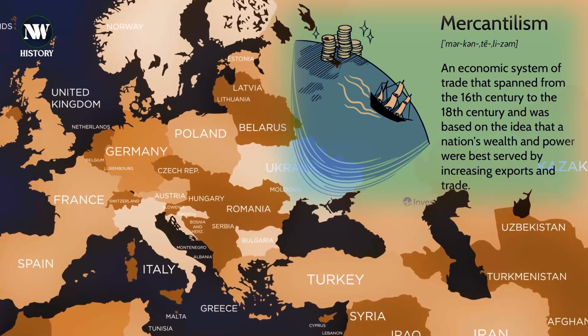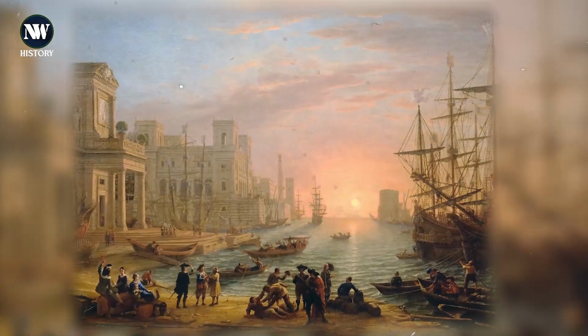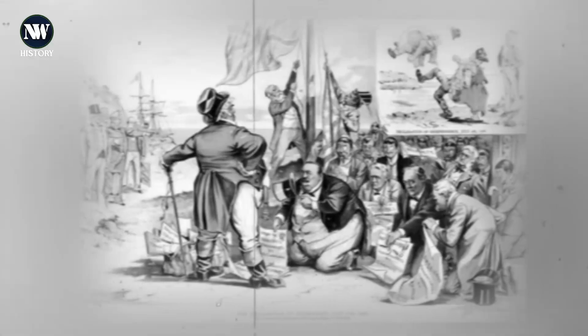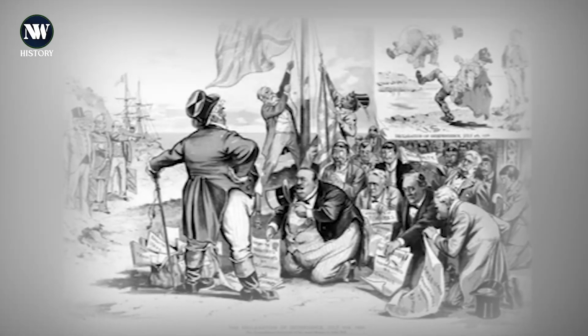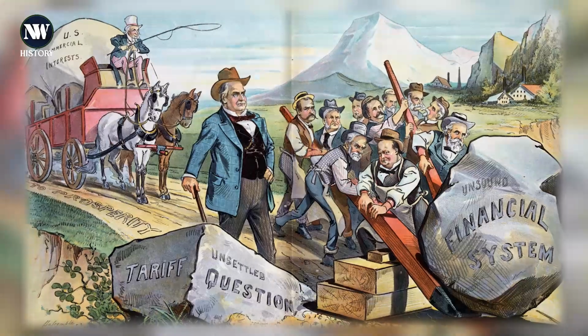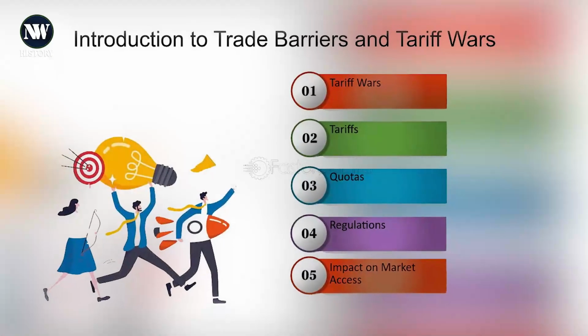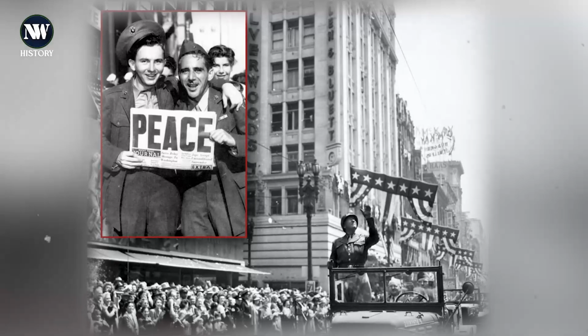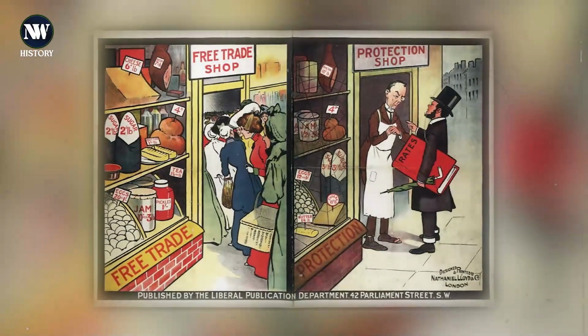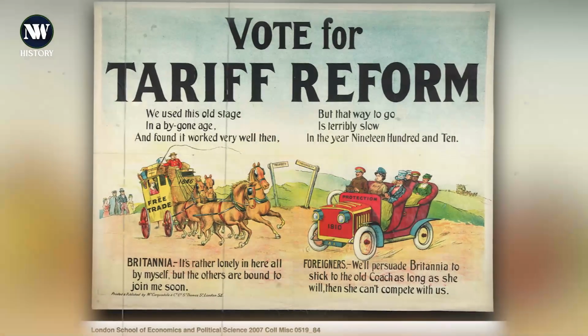From mercantilist policies in early modern Europe to the protectionist spirals of the 20th century, nations have frequently used tariffs and trade barriers to shield domestic industries, assert economic dominance, and retaliate against rivals. The post-World War II era marked a turning point as it established a rules-based international trading system designed to prevent the destructive protectionism of the past.